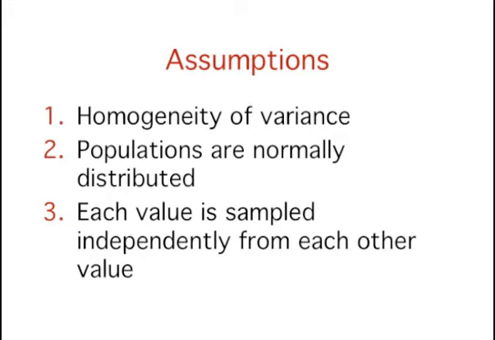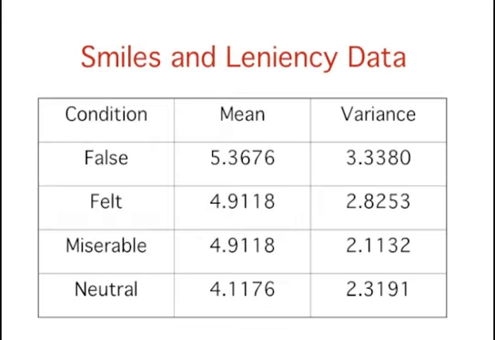The analysis of data with 2 scores per subject is shown in the section on within subjects ANOVA later in this chapter. These assumptions are the same as for a test of the difference between independent groups, except that they apply to 2 or more groups, not just to 2 groups. The means and variances of the 4 groups in the smiles and leniency case study are shown in this table. Remember that there are 34 subjects in each of the 4 conditions: false, felt, miserable, and neutral. We will now use the data in this table to describe some ANOVA calculations.